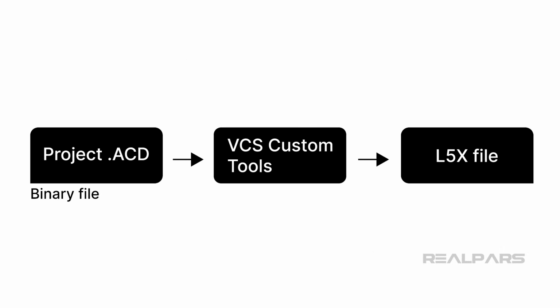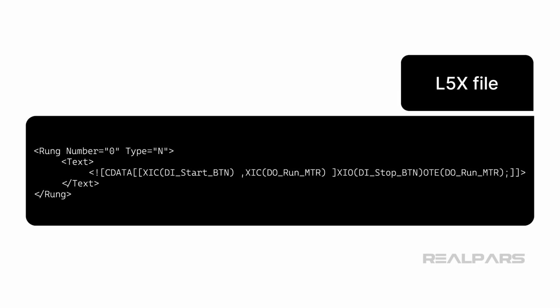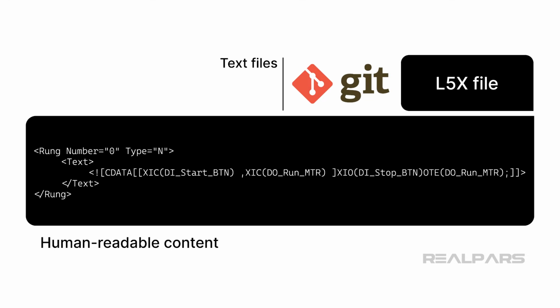The VCS Custom Tools work by converting a binary ACD file into an L5X file. If you aren't familiar with them, L5X files are XML representations of a Logix Designer project or a component of a project. Unlike binary files, XML files contain human-readable content. L5X files work better with Git because they are text files. Since they are text files, Git can show you exactly what is changed in the file and can automatically merge changes from different developers in the same file.